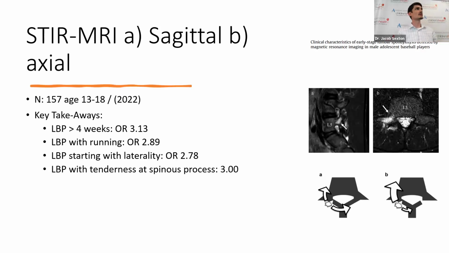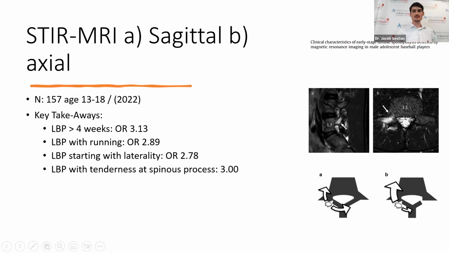Low back pain starting on a specific side, where it's right on that right side, they can pinpoint it and identify it very localized. That gets my suspicion. And low back pain with tenderness at the spinous process. Those are the big risk factors they identified that have significance and can help guide you toward a stress reaction type presentation as opposed to your soft tissue injury, strains, sprains.